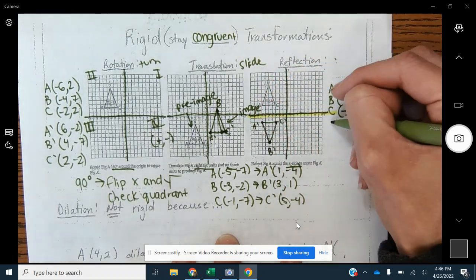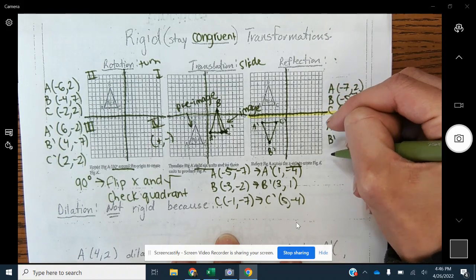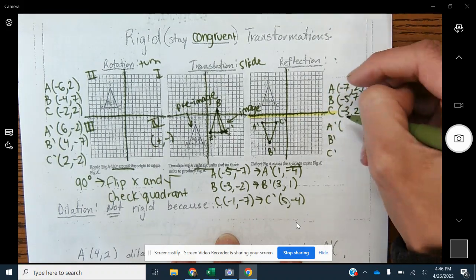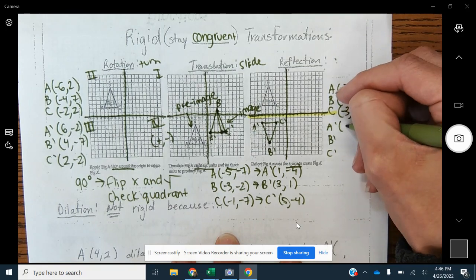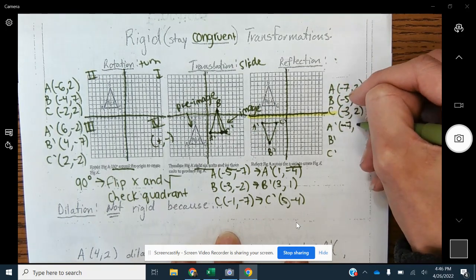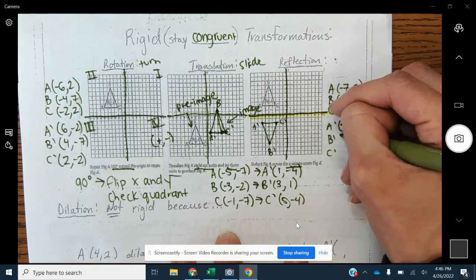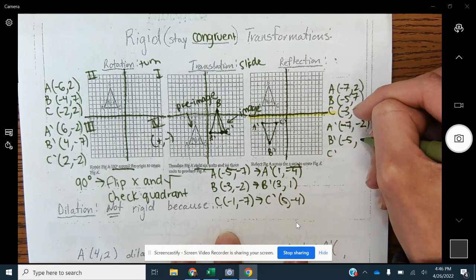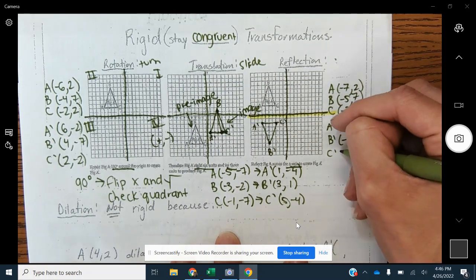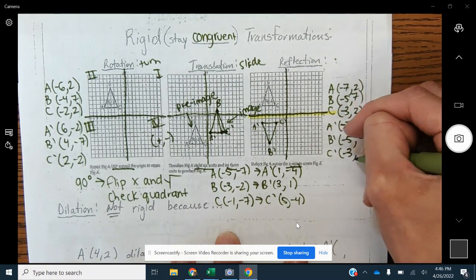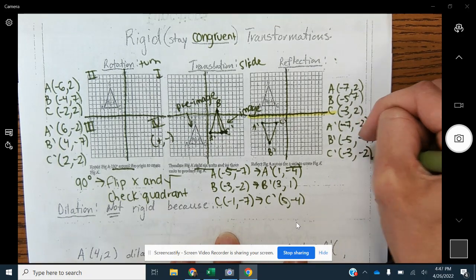Also, when we do our new ordered pairs, all that's going to happen is our y is going to change from positive to negative. So we're going to get negative 7, negative 2, we're going to get negative 5, negative 7, we're going to get negative 3, negative 2.